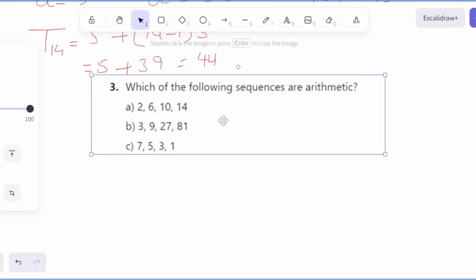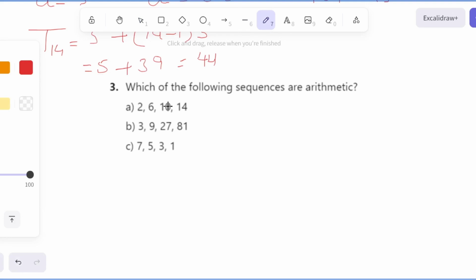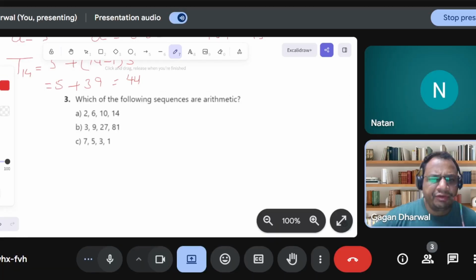Like this. Which of the following sequences are arithmetic? So the same thing, Nathan, we need to find the common difference. Is the common difference the same throughout or not? If the common difference is the same throughout, then it's an arithmetic progression. Otherwise, it's not.